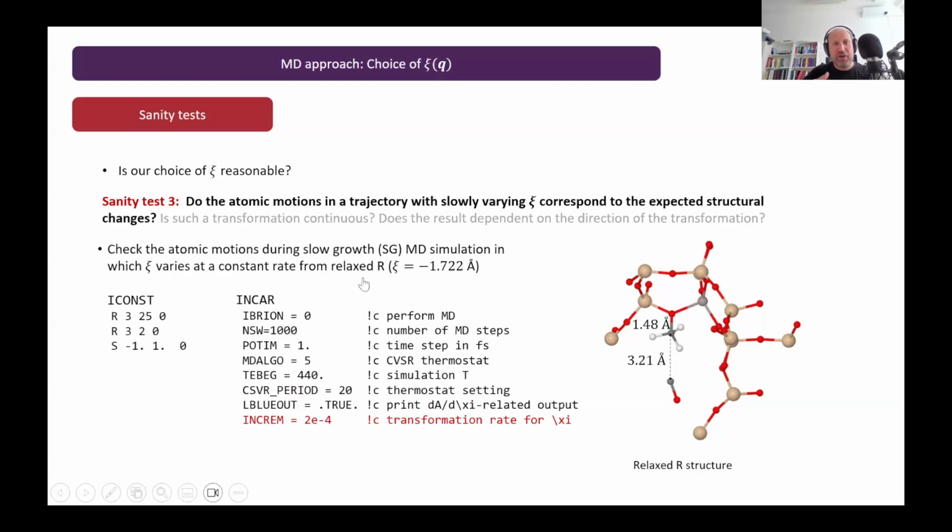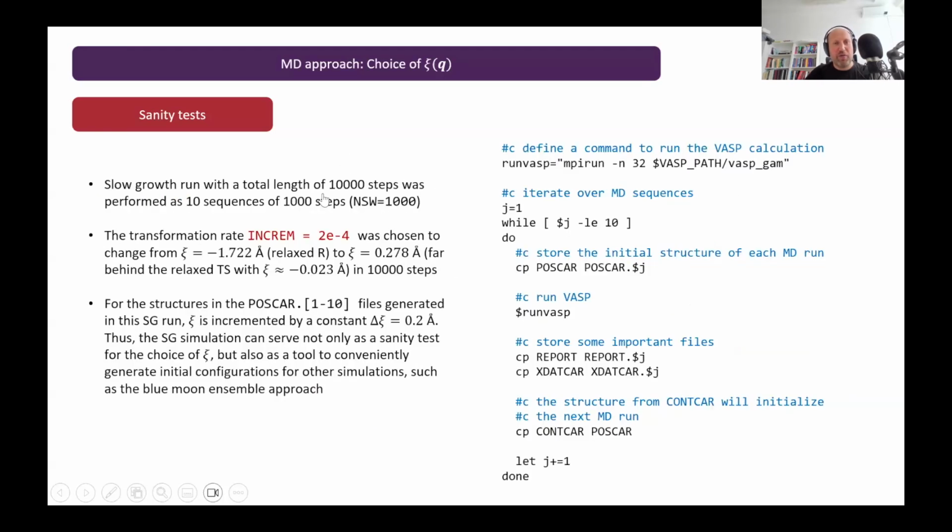The rate at which I change the value of xi every single step is defined by a flag called INCREM. So at every step I change xi by this amount. And for purposes which will be obvious in a minute, let's also define this extra flag, LBLUEOUT true. I perform this slow growth simulation of total length of 10,000 steps.